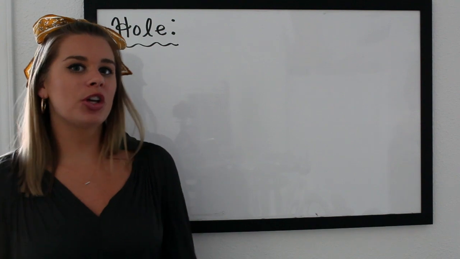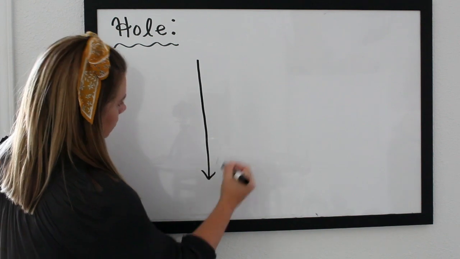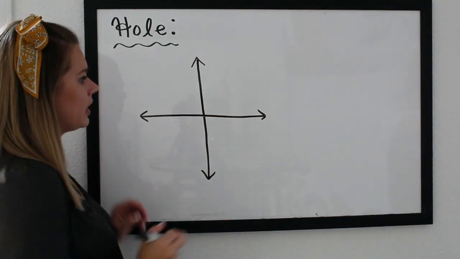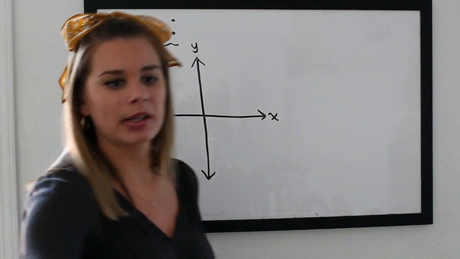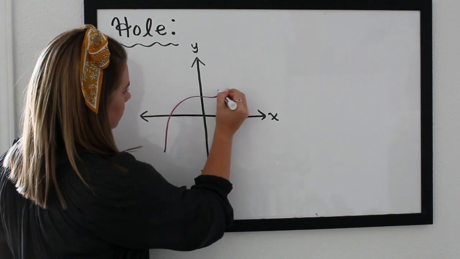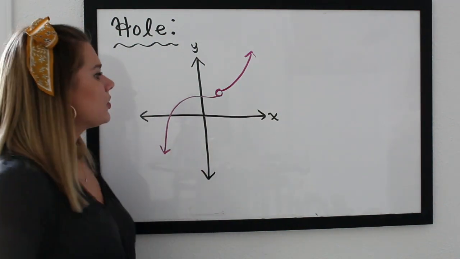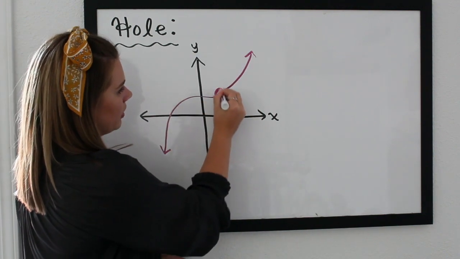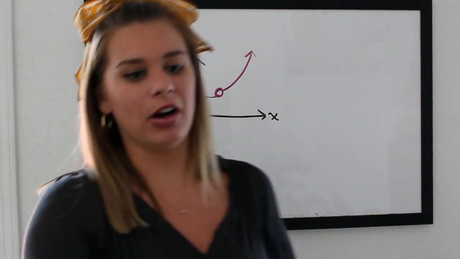First, let me show you what a hole looks like on a graph. Here is my XY axis, and I'm going to quickly draw a function that has a hole. In this case, I have a function that's defined everywhere except this hole right here. So let's look at an example of an equation that would have a hole.